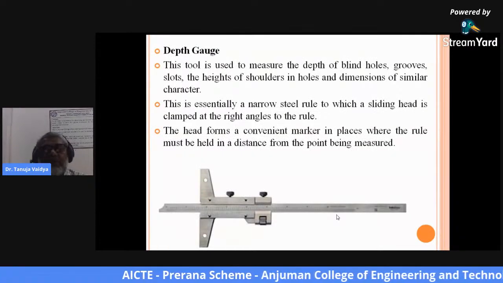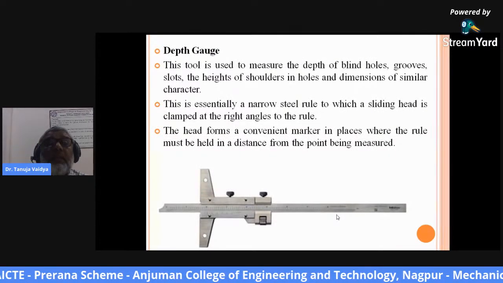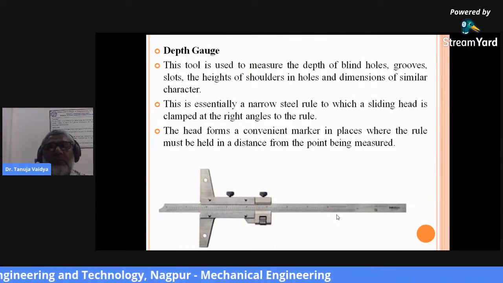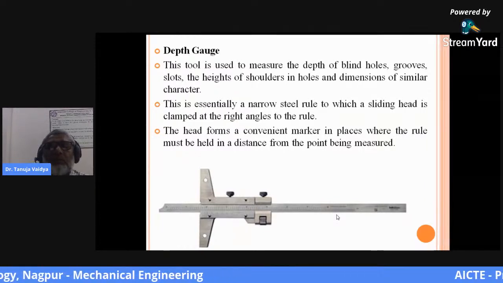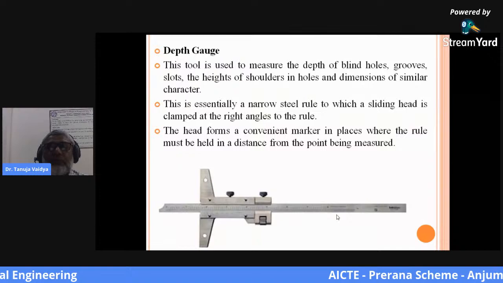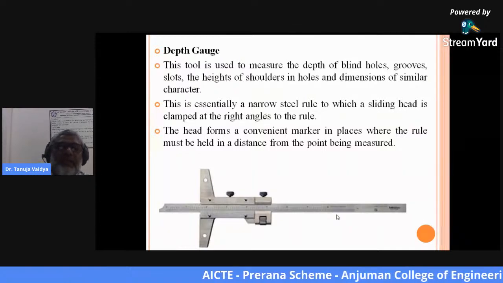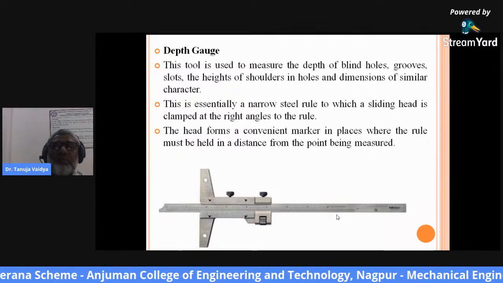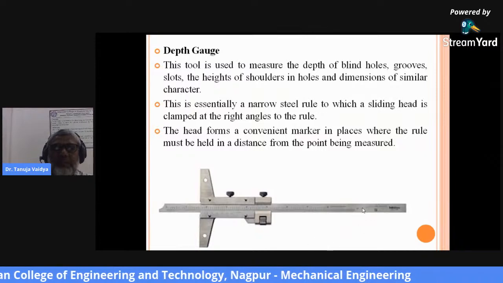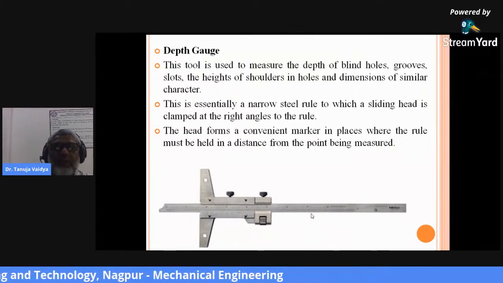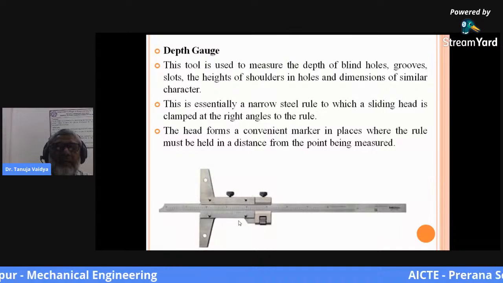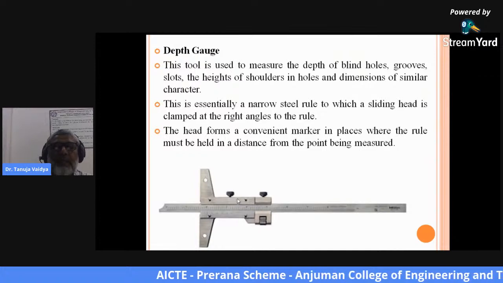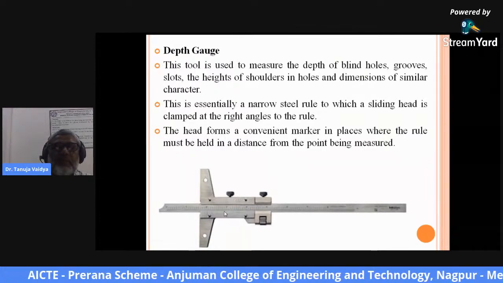Another instrument which comes under precision instruments is the depth gauge. This tool is used to measure the depth of blind holes, grooves, slots, height of shoulders in holes, and dimensions of similar character. A depth gauge is essentially a very narrow steel rule to which a sliding head is clamped. This is the steel rule of the depth gauge, and a sliding head is attached to the narrow steel rule.